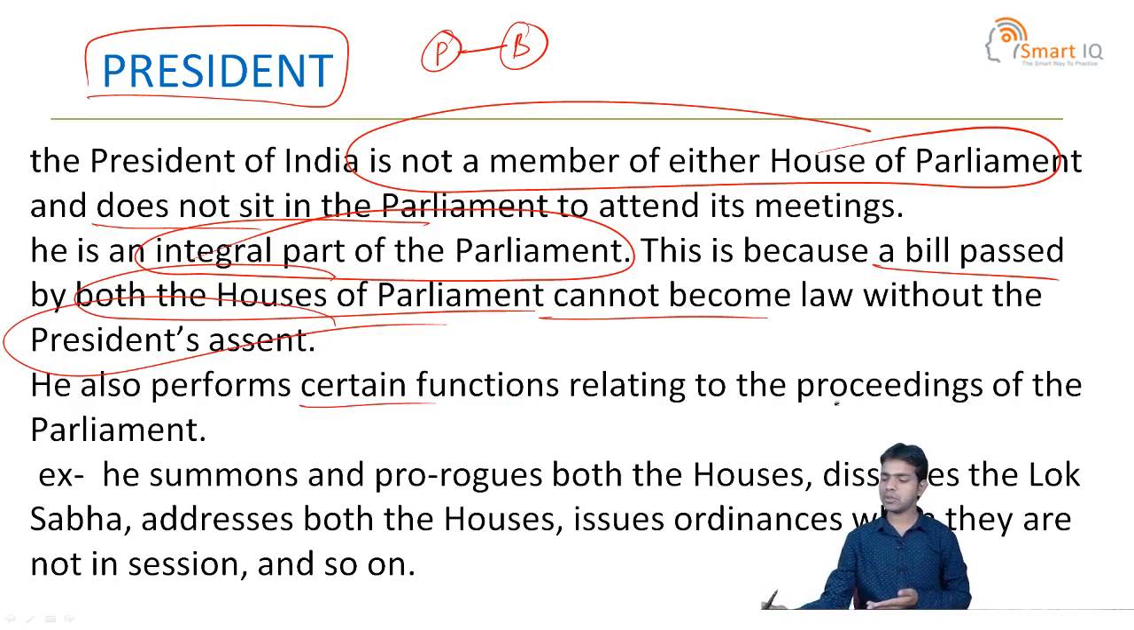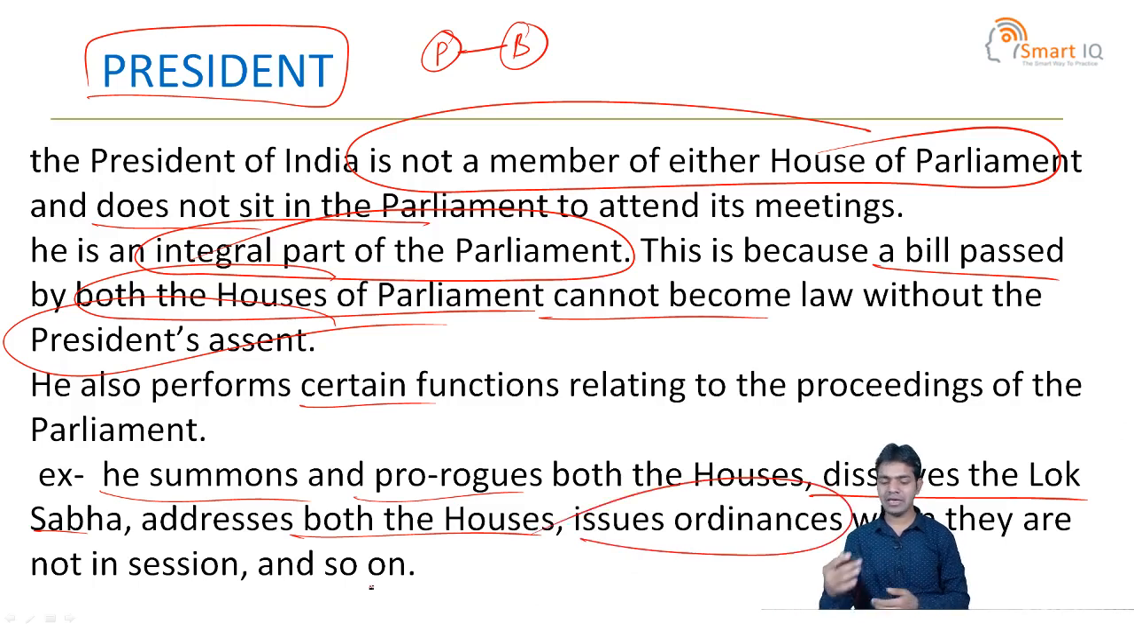That is, the proceedings of the Parliament. He summons and prorogues both houses and dissolves the Lok Sabha. He addresses both houses, issues ordinances when they are not in session, and so on. So these are the functions performed by the President of India.